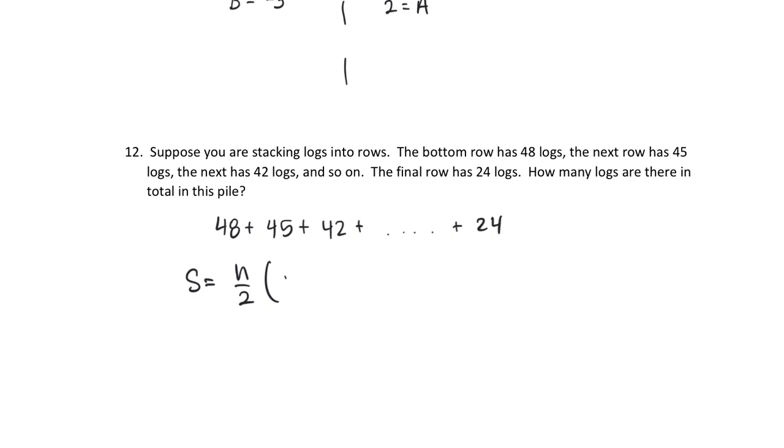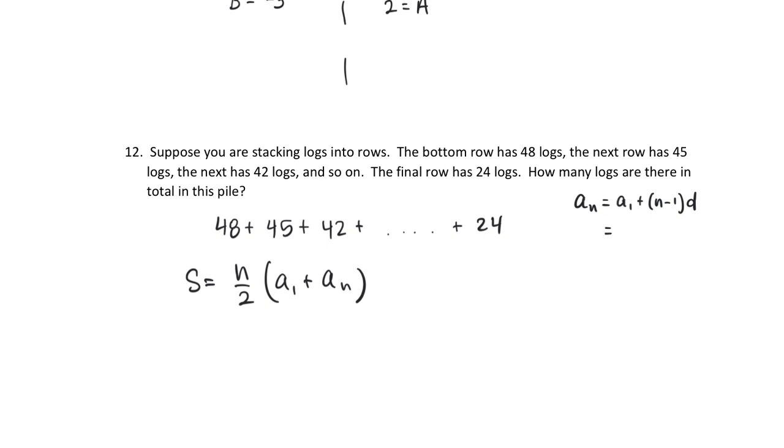The formula for that is n divided by 2 times the first term plus the last term. So we know that the first term a sub 1 is 48, the last term a sub n is 24. The bottom row has 48 logs, the final row has 24 logs. What we don't know is how many terms this is, n. This is an arithmetic sequence, so we can create an explicit formula. The explicit formula of an arithmetic sequence is first term plus n minus 1 times the common difference d. The common difference d is -3 because we're going down by 3 every time.